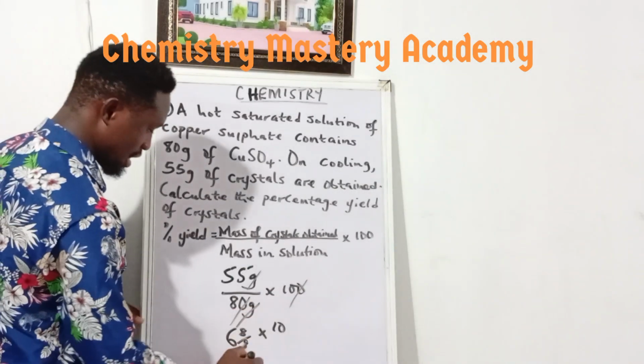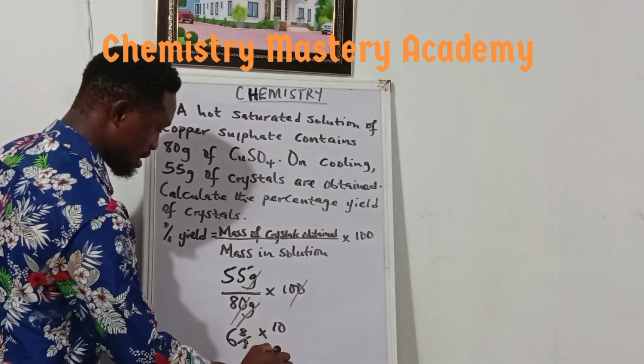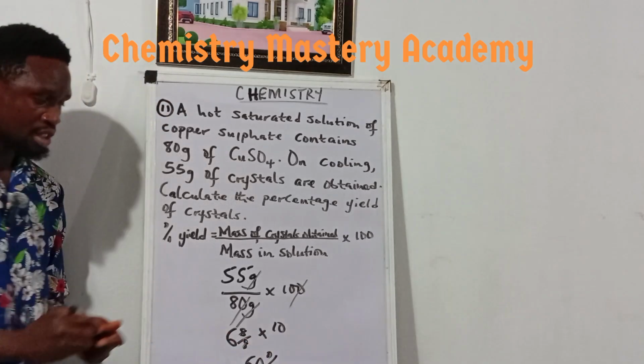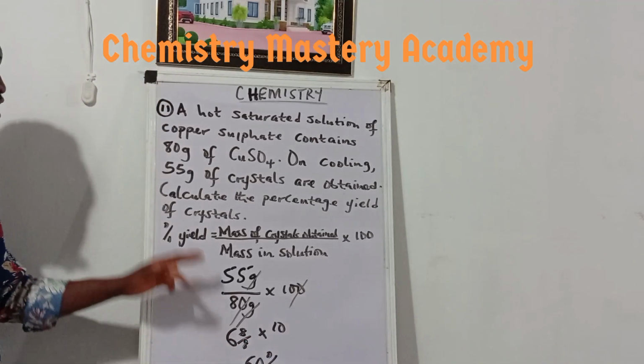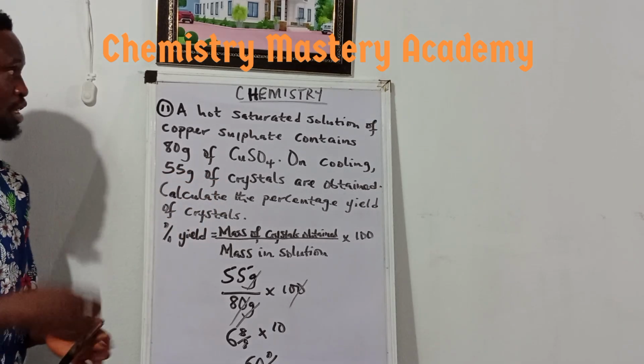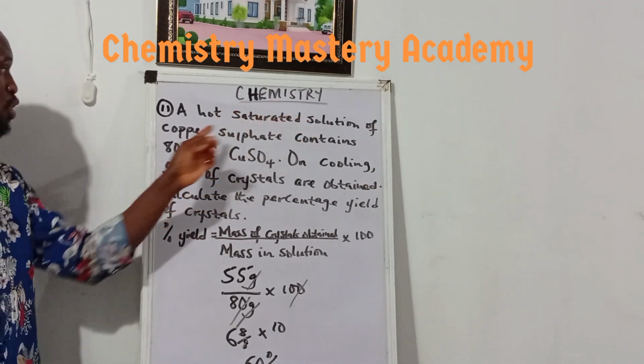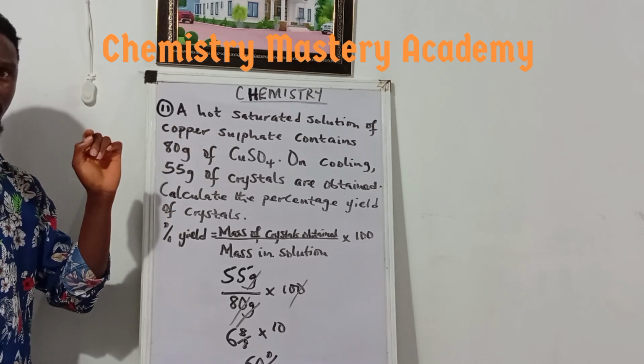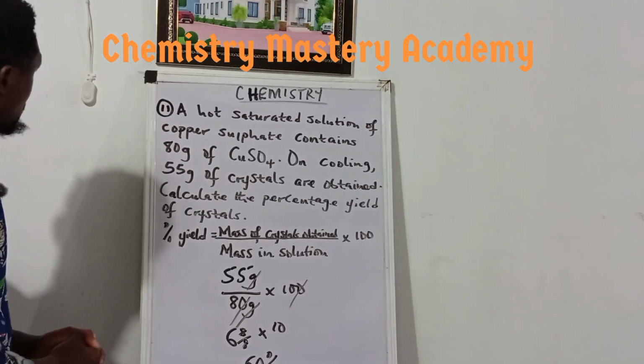So when we multiply this, our answer will now be 60%. So 60% is the percentage of crystals that separate out or that is obtained from the saturated solution of copper sulphate. Alright? Okay, so let's move on to the next question.